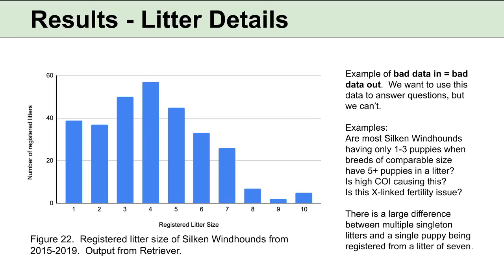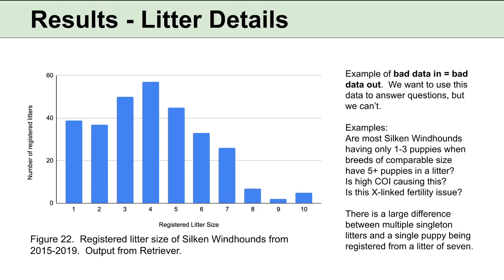And I want to use this data to answer questions, but we can't, because we don't know how this actually reflects on actual litter sizes. So are most Silken Windhounds having only 1 to 3 puppies when breeds of comparable size are having 5+ puppies in a litter? Is high COI causing a low number of puppies? Is this an X-linked fertility issue? We can't address any of this because the data isn't high quality enough and doesn't address these issues either.